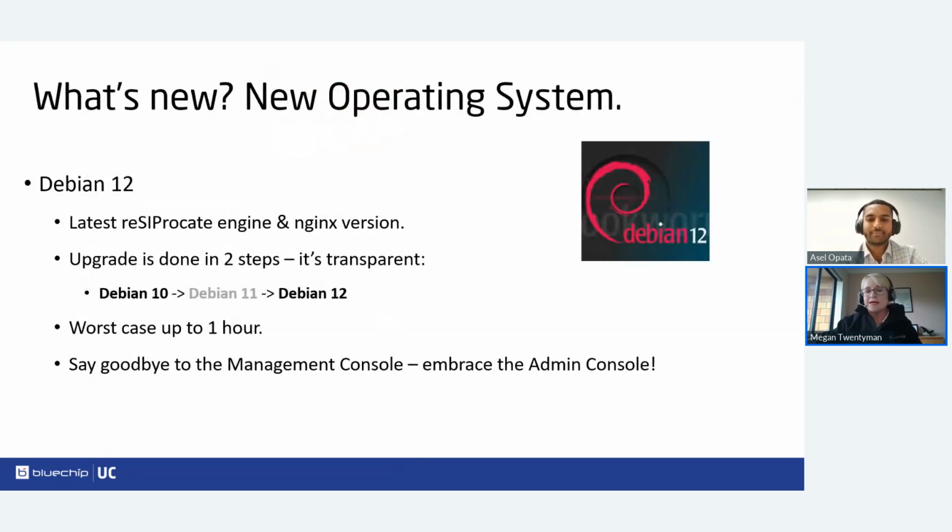So version 20 is here, and what's new? The first big thing obviously is the new operating system. We've gone from Debian 10 to Debian 12 with version 20. Debian 12 allows 3CX to take advantage of the latest SIP engine and the Nginx version, so that just makes everything faster and smoother. In terms of the upgrade process, it is not able to be rolled back from. Once you start that upgrade process, you're away and you're moving to version 20.